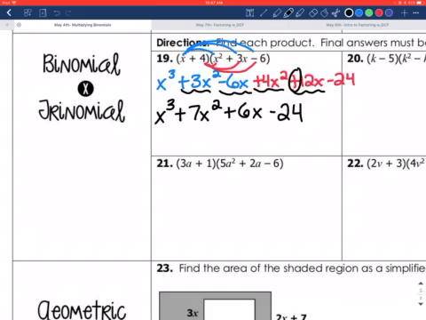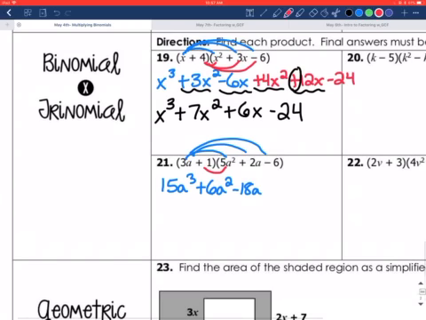We'll do the same thing with 21. So 3a times 5a squared. That will be, let me do this in blue like I did last time. We'll distribute the 3a. That will be 15a to the third plus 6a squared minus 18a. And then we will distribute the 1, which anytime you distribute a positive 1, everything's staying the same. If I multiply 1 times 5a squared, it stays at 5a squared. Same thing with 2a, same thing with negative 6.